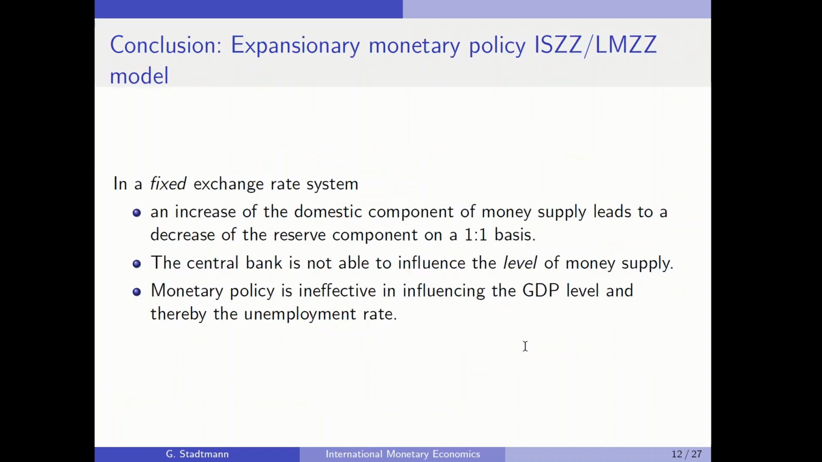The conclusions. In a fixed exchange rate system, an increase of the domestic component of money supply leads to a decrease of the reserve component on a 1 to 1 basis. The central bank is not able to influence the level of money supply, and therefore monetary policy is ineffective in influencing the GDP level and thereby the unemployment rate. In a fixed exchange rate system, monetary policy does not work.